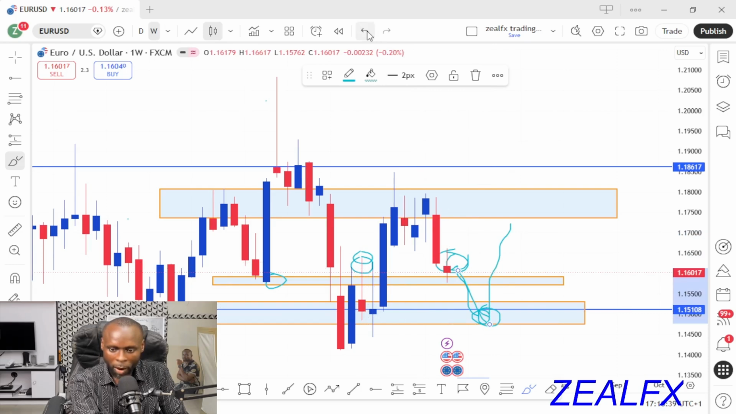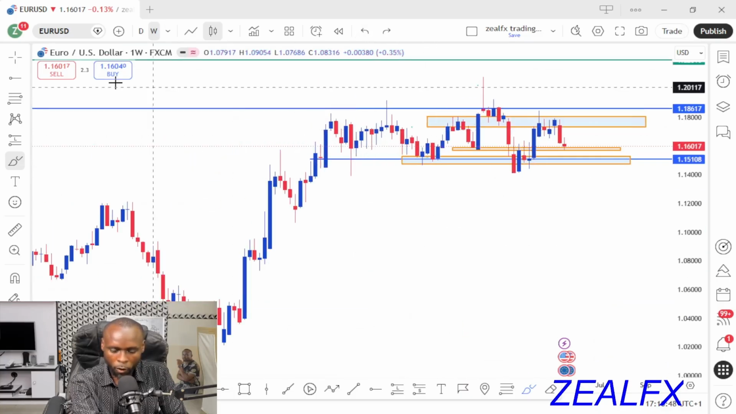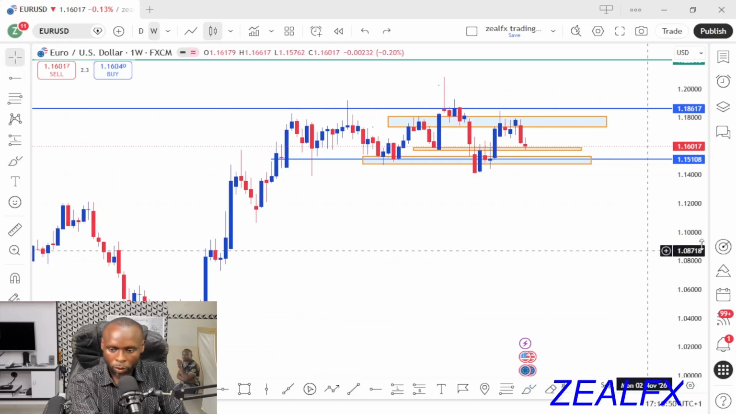So our scenario for this week on the Euro USD still remains on a bearish trend. So let's look at the structure of the weekly time frame for the Euro USD.